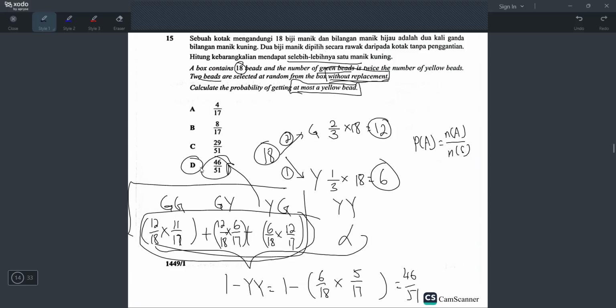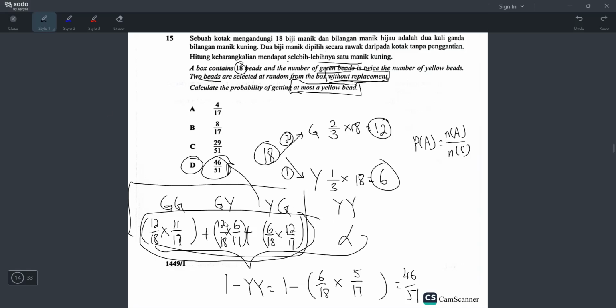Okay, believe me. I will try to press it now. I'll just press it fast. 12 divided by 18 times 6 over 17 plus 6 over 18 times 12 over 17. I press it in my calculator and yeah, it really gives you the same answer, 46 over 51, right?